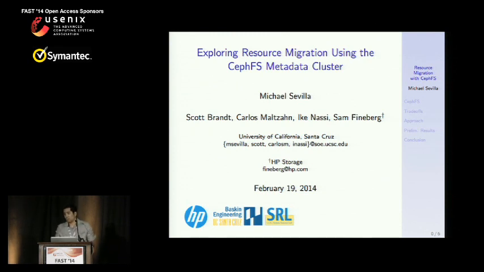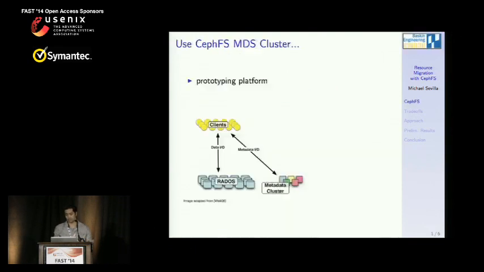So we're interested in automatic load balancing in a distributed system, which is oftentimes a multi-objective optimization problem. We feel that this is an issue in many distributed systems today. So for example, how does caching affect my performance, or how does the workload affect where and when I should move different resources? So we want to use Ceph as a prototyping platform for exploring and investigating resource migration and load balancing in a distributed system.